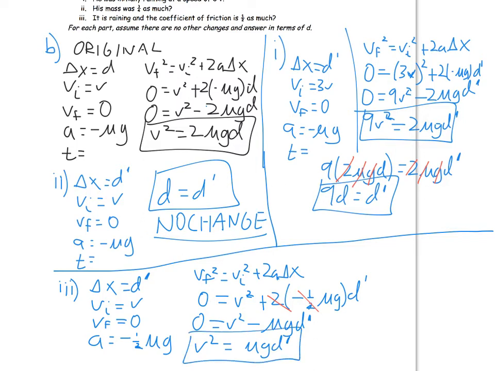I can now take this equation here and compare it to this equation here. And I'm just going to set them equal to each other because they're both equal to v squared. So I can say 2 mu g d equals mu g d prime. The mu and the g will cancel out here, divide out, and I find that 2d is equal to d prime, and that's my final answer.